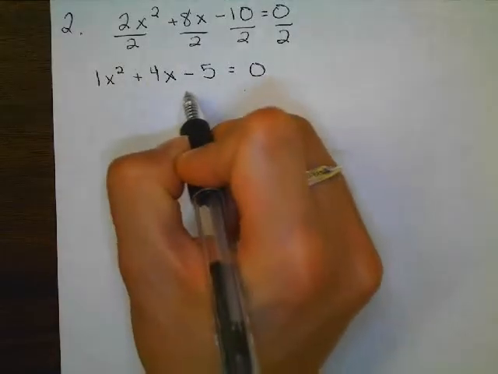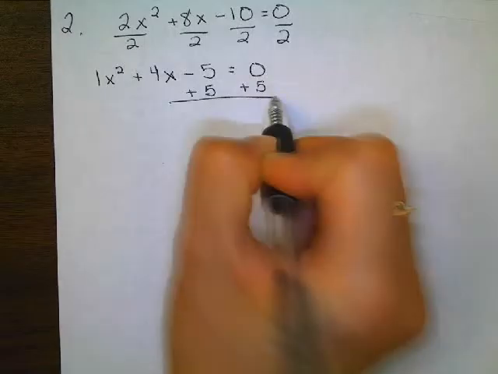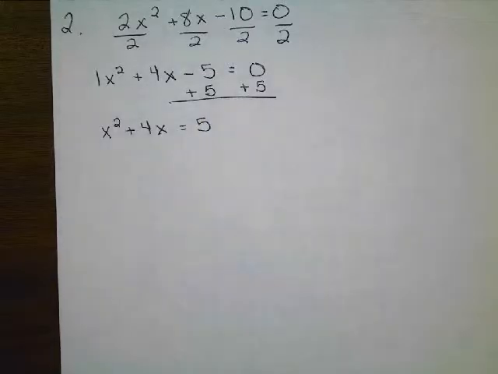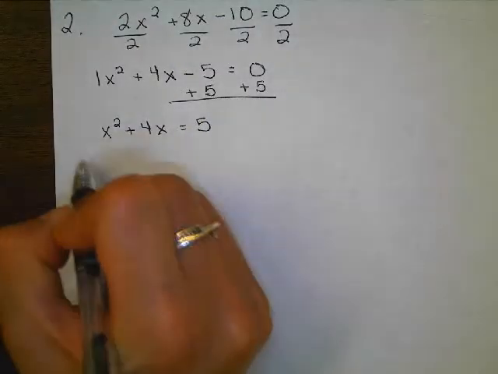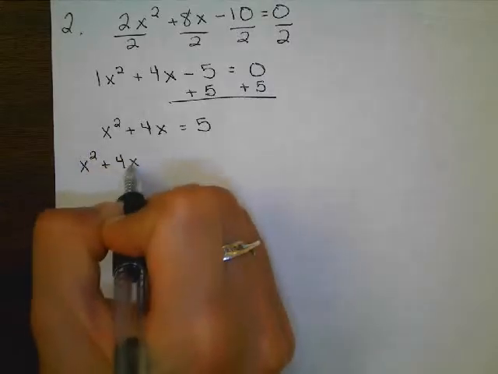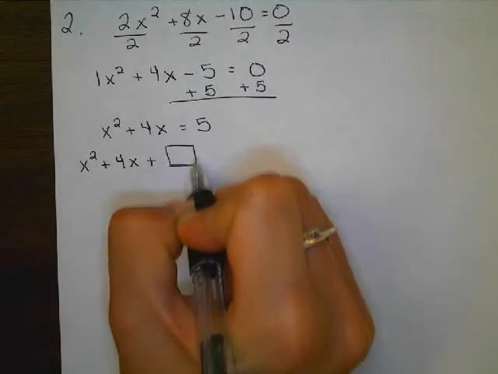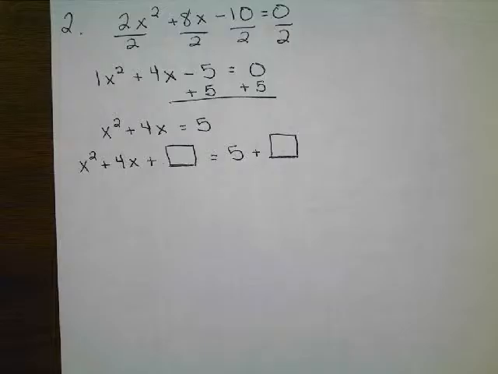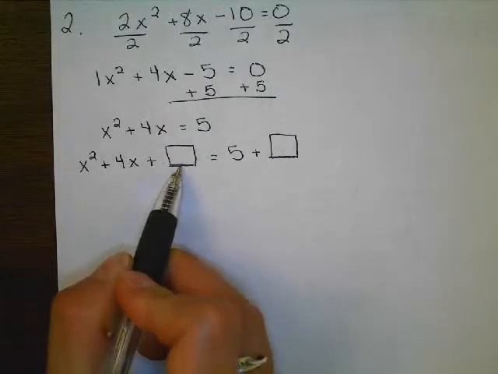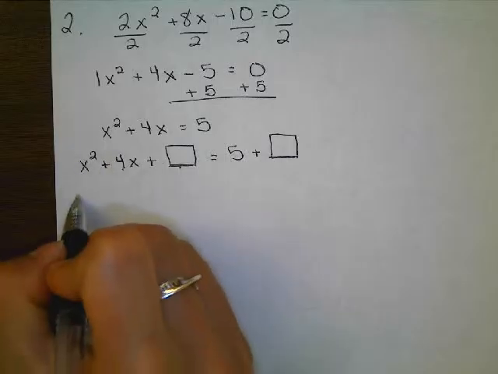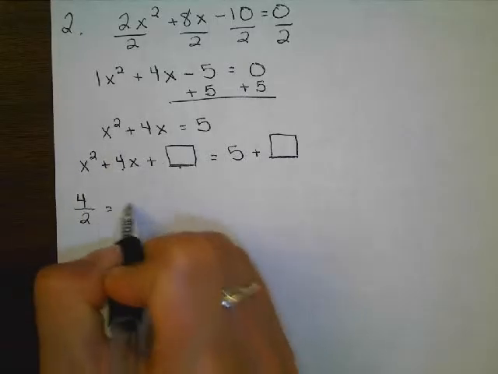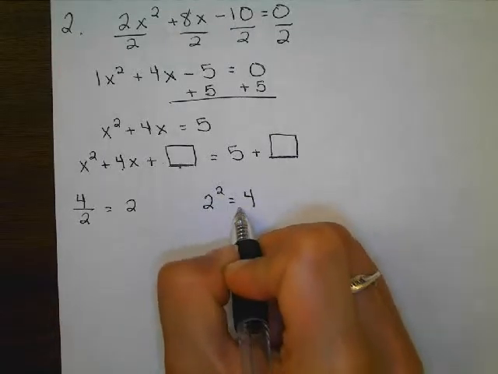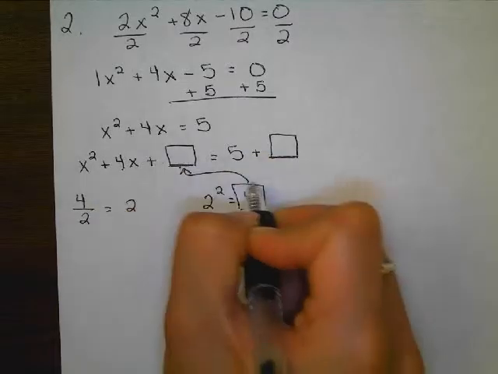The next step is to move this constant term over to the other side. I'm going to add it over. So now I have x squared plus 4x equals 5. The next step, remember, is to add your boxes so that you know which constants you're going to add. Then to figure out what number goes in that box, you have to take half of the linear term, so 4 divided by 2, which is 2, and then I have to square that, so 2 squared is 4. So that's the number that goes in my boxes here.